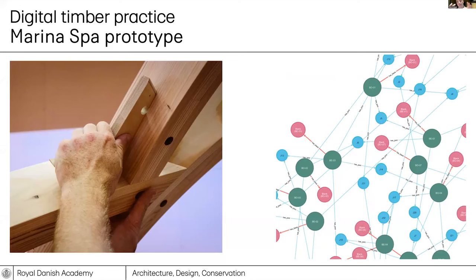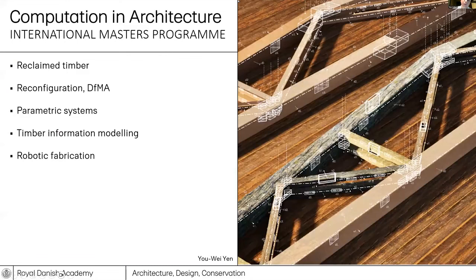So this kind of background and information that allows that kind of production to happen, I think is very interesting. And then just to also show that some of this thinking has been explored by some of our students in teaching. So for example, the work of UAN looked at similar ideas of information modeling for reclaimed timber elements and how those could be reconfigured into new types of constructions.